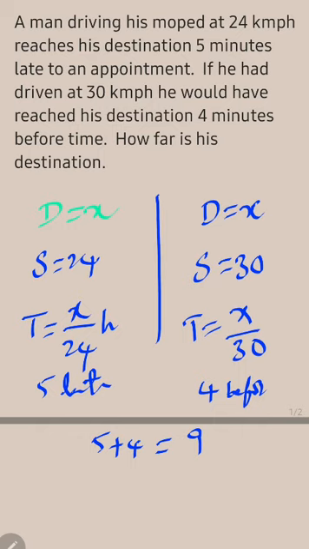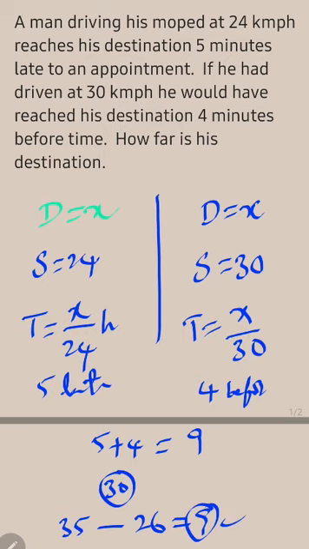To understand this, I'll explain one example. For example, the actual journey time is 30 minutes. 5 minutes late means 35 minutes to reach the destination. But 4 minutes before means 26 minutes. Within 26 minutes we reach the destination. So what is the time difference? 35 minus 26, that is 9. So this is the thing we have to use.